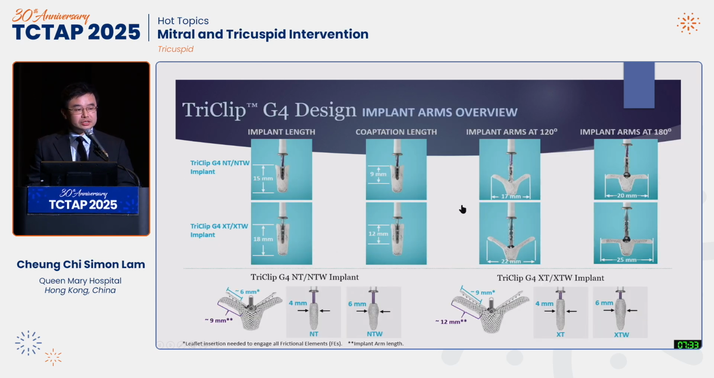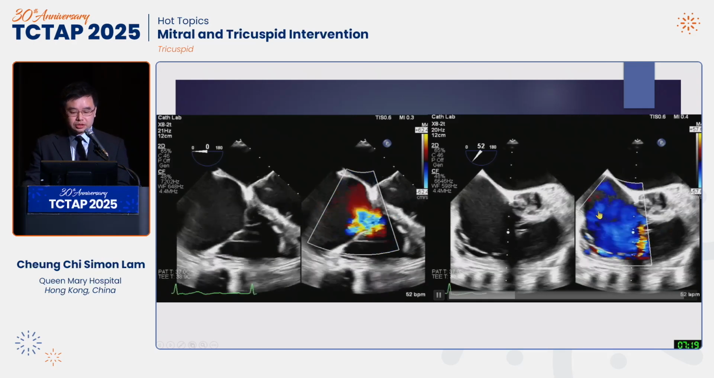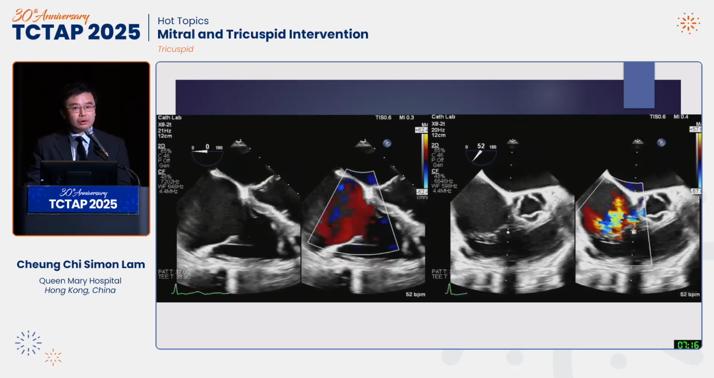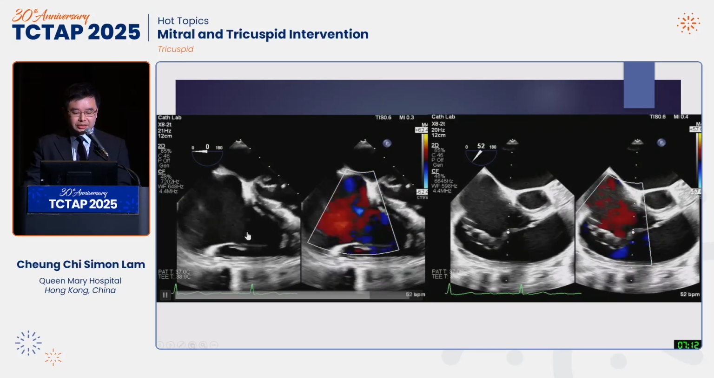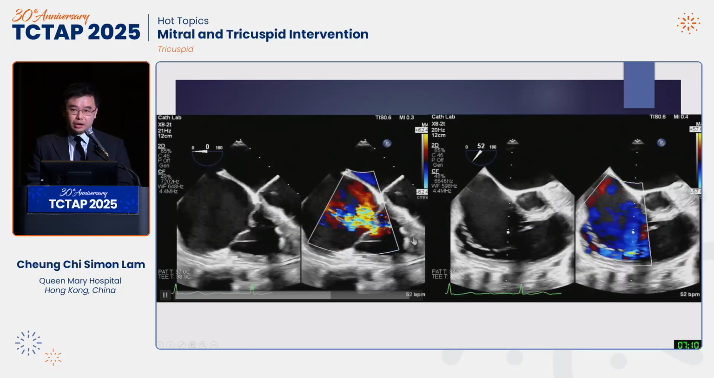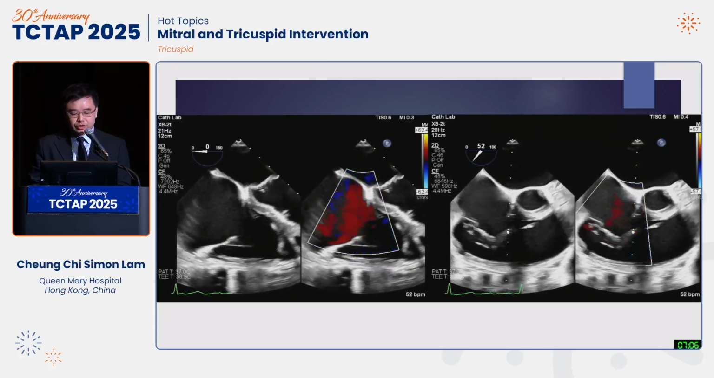So we know the design. We have 4 choices for the clip arm width and length. Usually we would choose the biggest and longest one because of the leaflet coaptation, and also the longer leaflets that we've seen in the tricuspid region. First, to share a typical case for TEER in the tricuspid position: this is a patient with a dilated tricuspid annulus and severe functional, or torrential functional, TR.